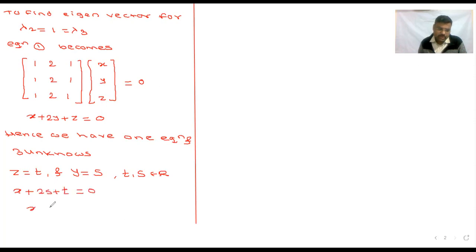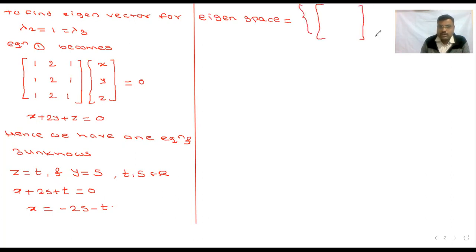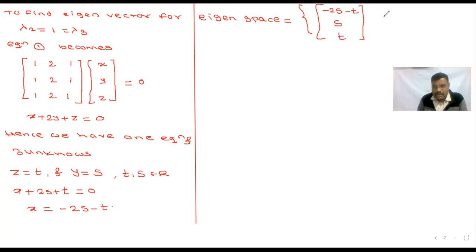So what do you get? The x equal to minus 2s minus t. Okay, we got the value of x, we got the value of y, we got the value of z. Now from that we have to find the eigenspace. What is the x value? Minus 2s minus t. What is the y value? s. What is the z value? t, such that t and s belong to R.